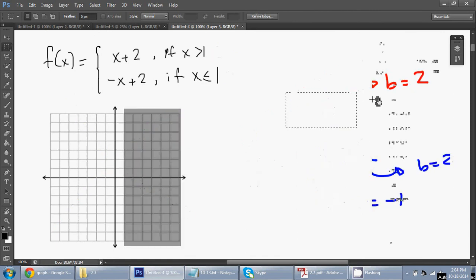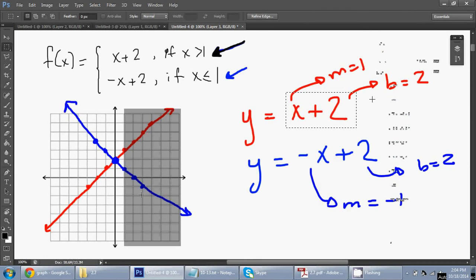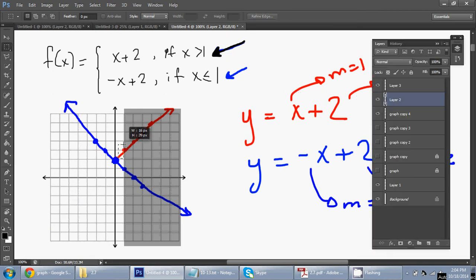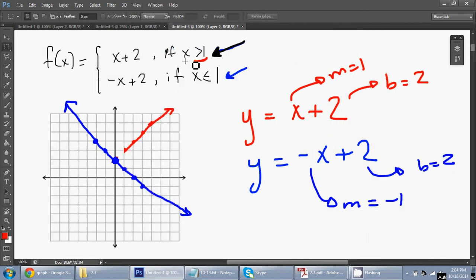So what you want to do is erase everything that was red that's less than x equals 1. When I do that, I get a graph of the red line that looks like this. Because up here they say x is greater than 1, not greater than or equal to, this is going to be a hollow circle here. So that's what the piecewise graph of x plus 2 looks like. It's a hollow circle at the 1, and then it only shows everything where x is greater than 1. You've cut it off, that's the piece.